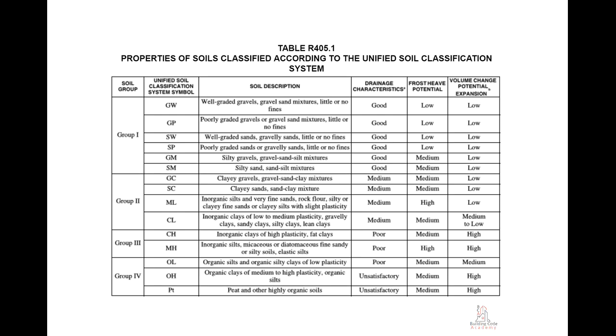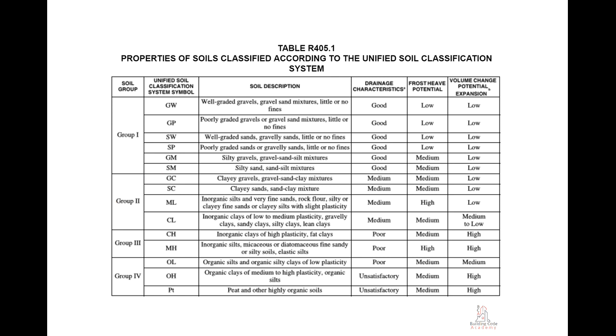Table R405.1 Properties of soils classified according to the Unified Soil Classification System. In this table, you'll find soil descriptions and properties. There are 4 main soil groups. Each group has a classification system symbol. GW, well-graded gravels, gravel, sand mixtures, little or no fines. GP, poorly graded gravels or gravel sand mixtures, little or no fines. SW, well-graded sands, gravelly sands, little or no fines. SP, GM, SM, and so on. Pay closer attention to the symbols on the exam.